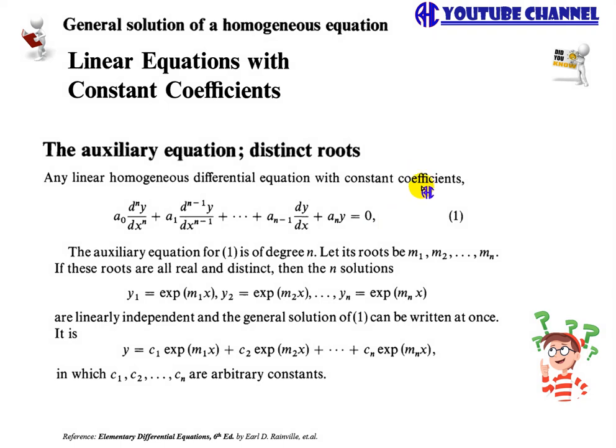Okay. So, the auxiliary equation for this equation is of degree n. So, let its roots be m1, m2, up to mn. Kung ilang order yung differential equation, di ba, napag-aral natin yan, kung ilang derivative. Pero kapag i-transfer natin into auxiliary equation, tatawagin na yan degree. So, the second degree. Okay.